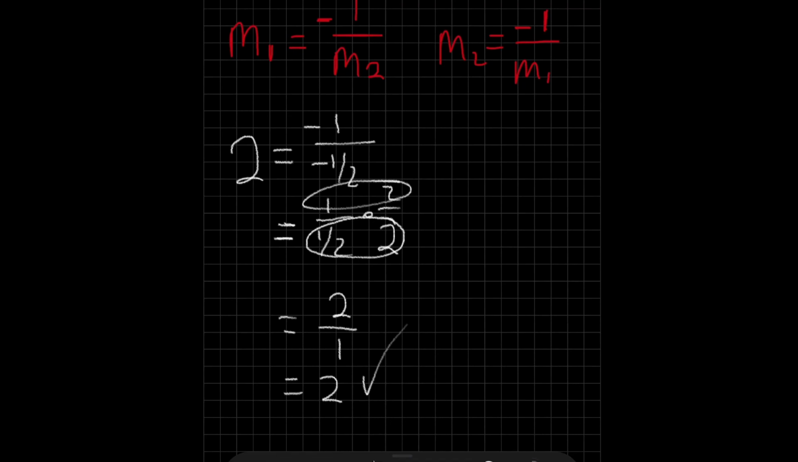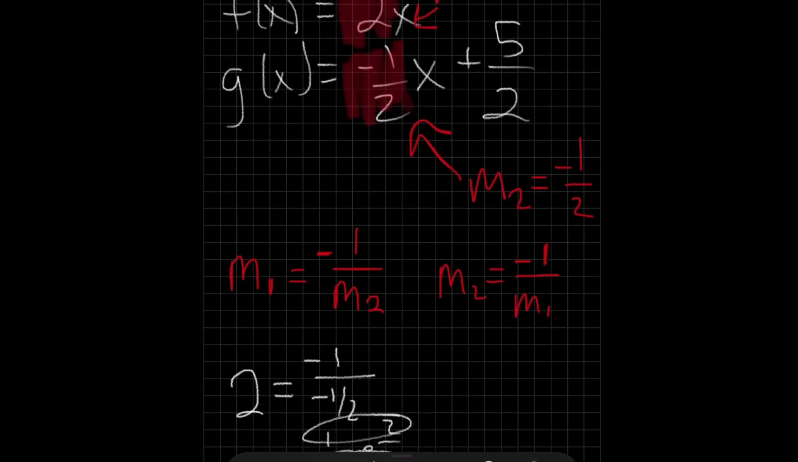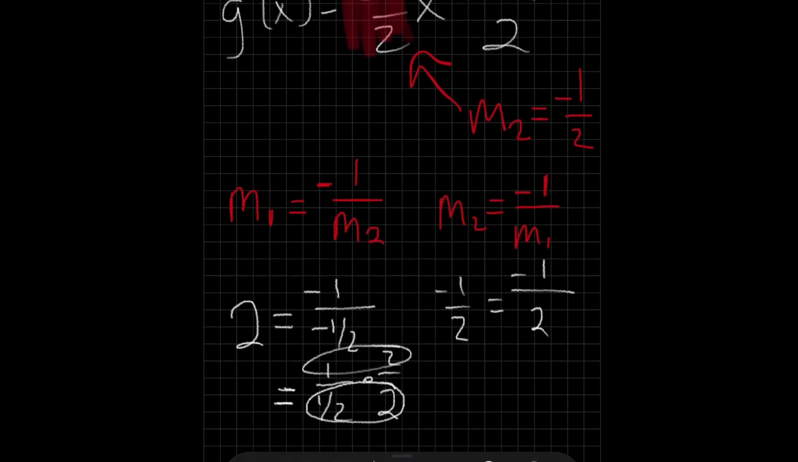And here, let's test it the other way. I said it worked both ways. So m2 should be equal to negative 1 over m1. So here, our m2 is negative 1/2, and that should be equal to negative 1 divided by m1, which is 2. And that one's a lot easier. I see that these two are equal. Nice. So that's how you can know these two lines are perpendicular.